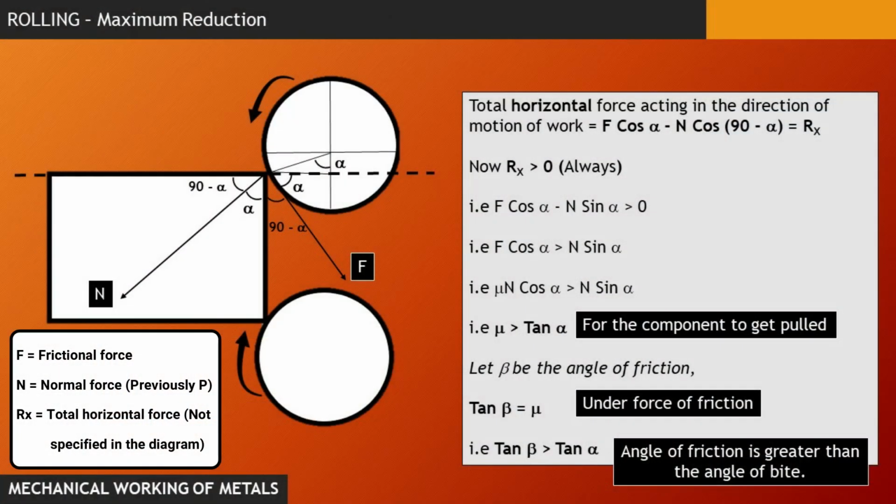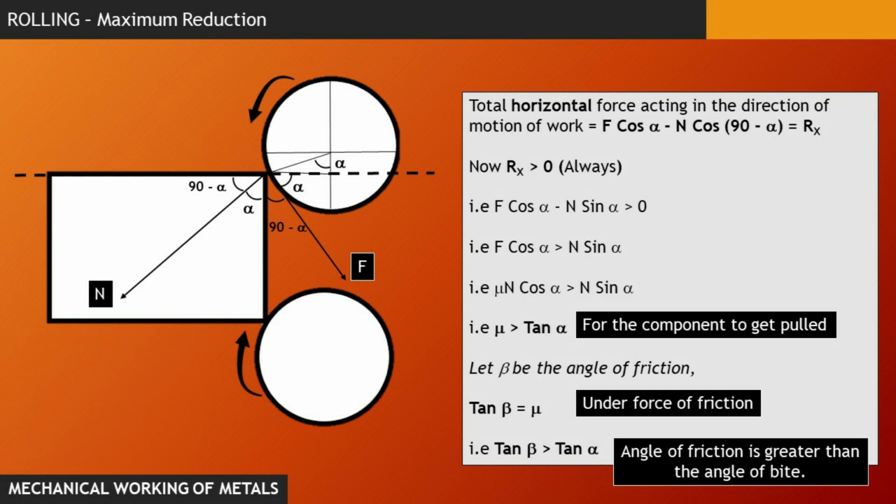Now let beta be the angle of friction, and hence under force of friction tan beta would be equal to mu, or tan beta would be greater than tan alpha. Angle of friction is greater than the angle of bite.